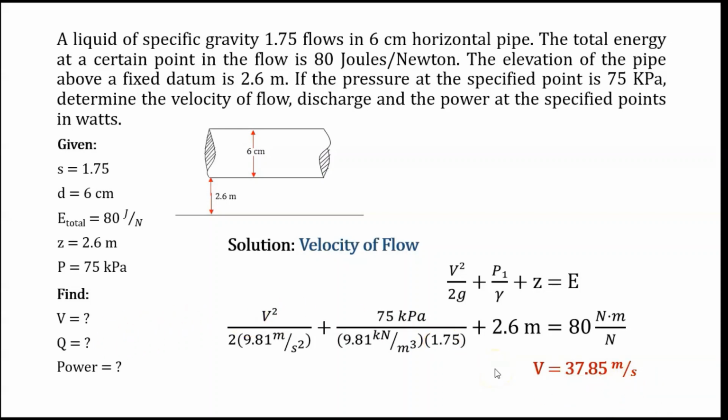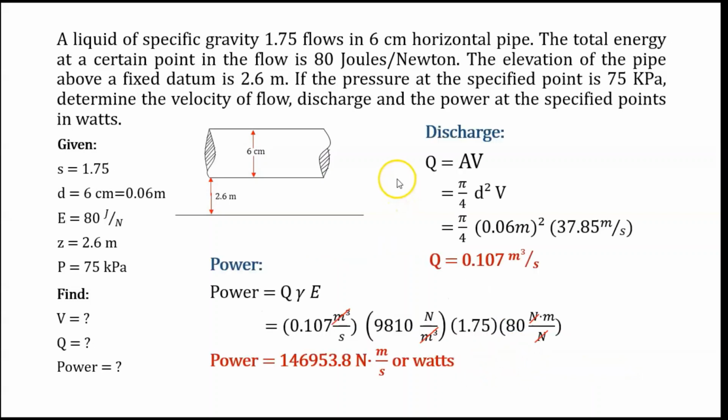And now, let's proceed in finding the discharge. So, the equation in finding the discharge is Q is equal to AV, where A is the cross-sectional area of our pipe, and V is the velocity of the flow. The cross-sectional area of our pipe is given by pi over 4 d squared, where d is the diameter of the pipe, multiplied by the velocity of the flow.